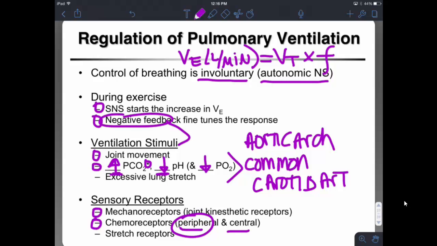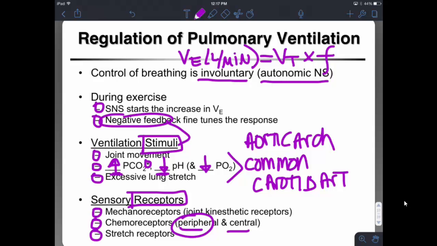The third stimuli for ventilation that would trigger a negative feedback response and help match the supply of air to the demand for air would be excessive lung stretch. Okay? And this would be something that would be detected by stretch receptors, and we'll talk more about those in another slide. So hopefully you start to realize here that we're talking about sensory motor integration and those typical steps that we follow, which is that there's a stimuli that's detected by a receptor.